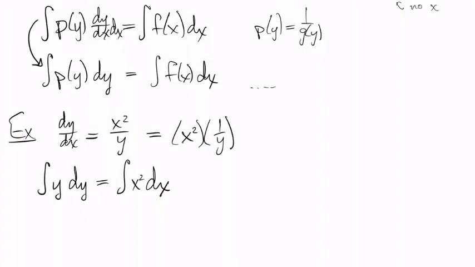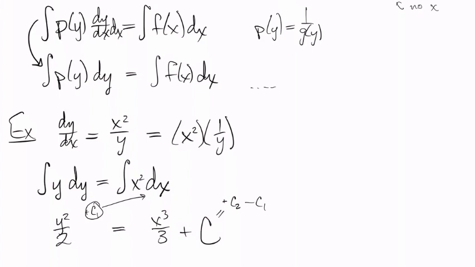So on the left I get y squared over 2, and on the right I get x cubed over 3 plus some constant. And to be fair, this really should have been plus some arbitrary constant c1 on the left and some arbitrary constant c2 on the right. But if I took that c1 and subtracted it over to the other side and then called the resulting thing c, I would be back at this place right here. So I will just save time and consolidate all the arbitrary constants as c.